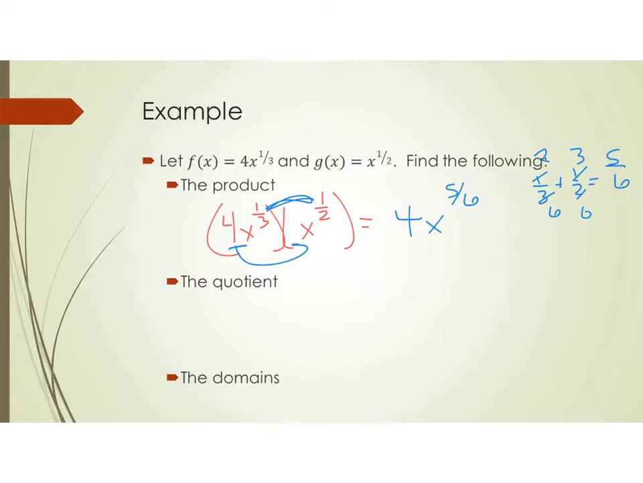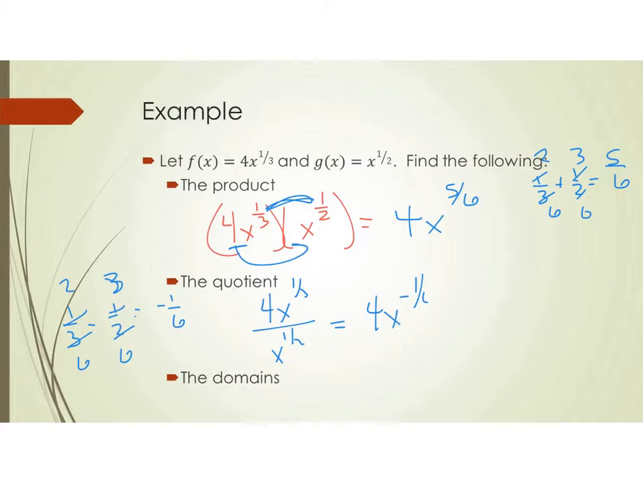The quotient, we're going to have 4x to the 1/3 divided by x to the 1/2, and we can simplify this. When we are dividing, we subtract our exponents, so 1/3 minus 1/2, and again we're going to have our common denominator, times 2, times 3, subtracting, -1/6, so this is going to be 4x to the -1/6, which would be 4 over x to the 1/6. Alright, so make sure you got the adding, subtracting, multiplying, and dividing, and we will do domains together.